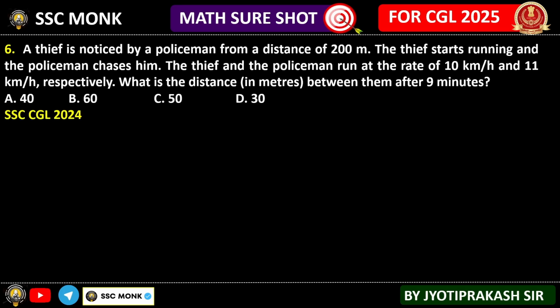Next, a thief is noticed by a policeman from a distance of 200 meters. The thief starts running and the policeman chases. The thief and the policeman run at a rate of 10 km per hour and 11 km per hour respectively. What is the distance between them after 9 minutes? See, this is very simple. I'm giving it to you as homework because I have already solved this sort of question.